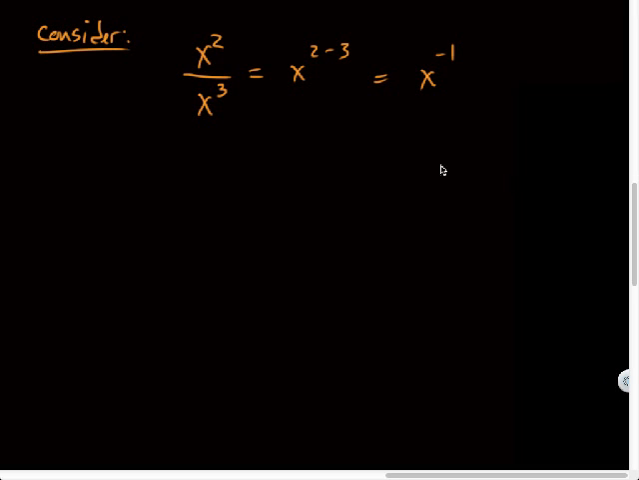Huh. But if we work this way, if I worked on the left side here, x squared over x cubed is the same as x times x over x times x times x, right? And what would cancel out here? 2 of the x's up top, 2 of the x's on the bottom. So I'd have, on the bottom, an x. What's left up top? Nothing. Well, 1. A 1.